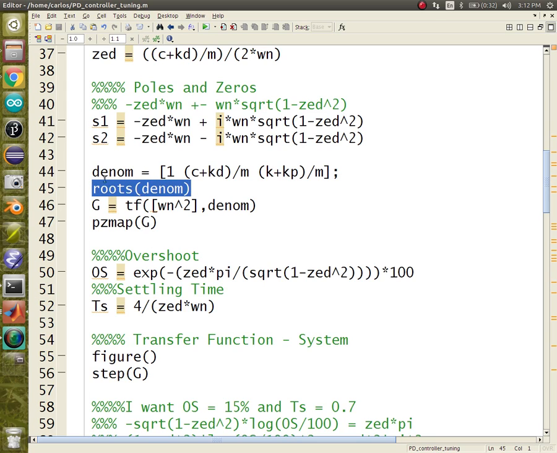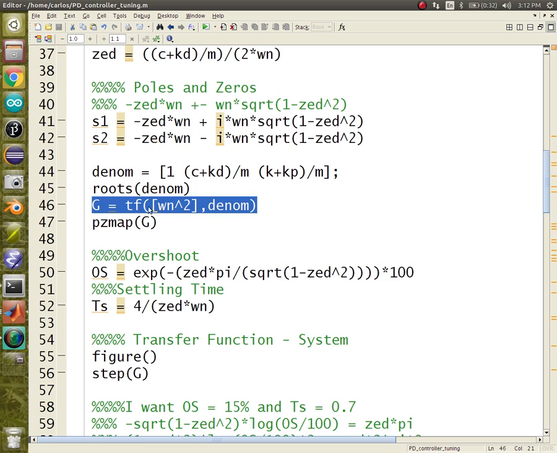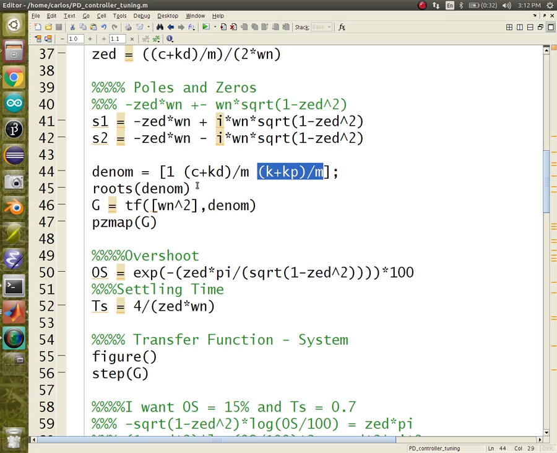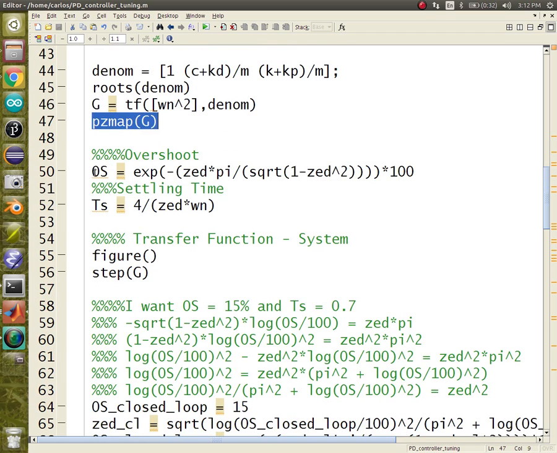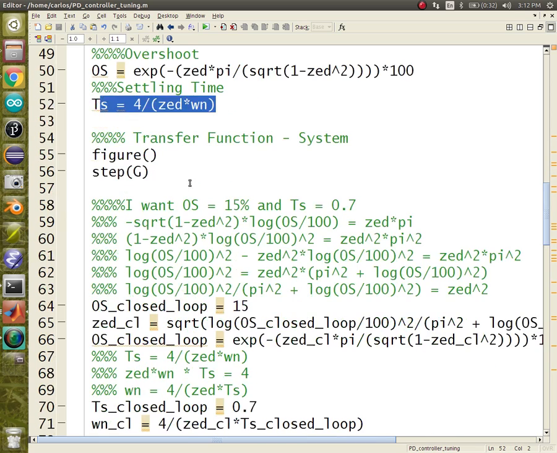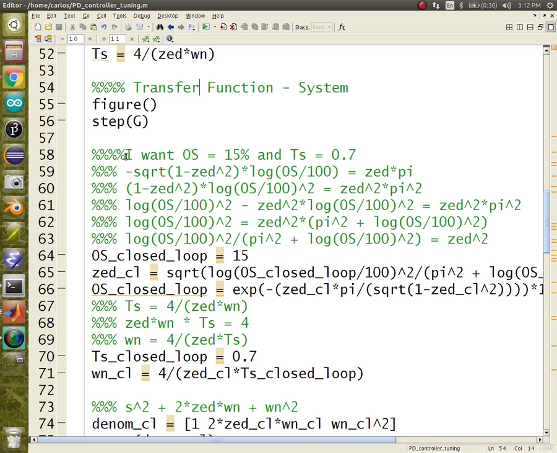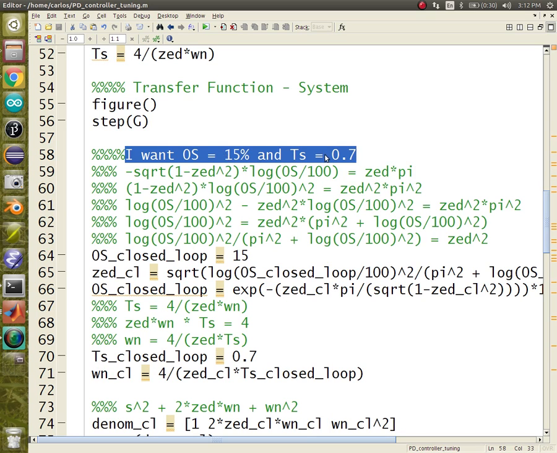I can also get the poles using the roots function. Here is my transfer function with omega n squared as the gain, so that the last term is the same as the gain. And then I do pzmap to get my poles, which should be the same as the roots, which should be the same as this equation here. I compute my open loop overshoot and settling time using the equations in the book. I look at the time response via step. And then I say, with feedback, I want overshoot and settling time to be 15 and 0.7.